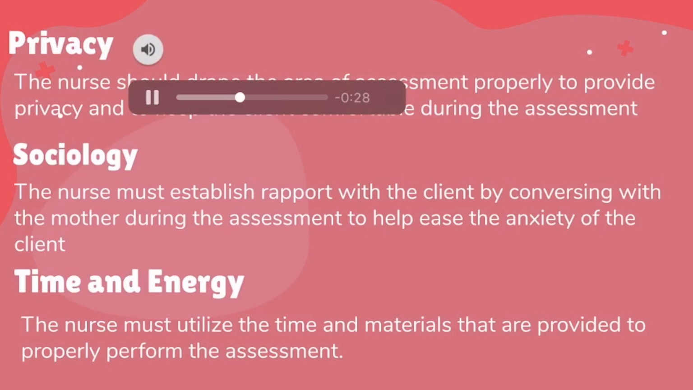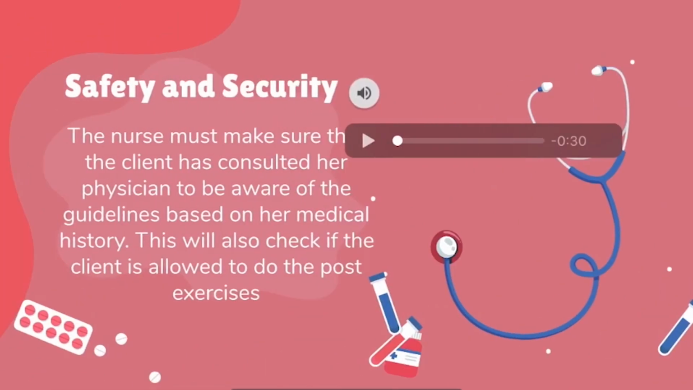Sociology. Establishing rapport with the client will be made possible by conversing and starting a conversation to help ease their anxiety. Time and energy is also involved because it is a need to utilize our time well. We should make sure that the client would not doubt our skills if we are taking too much of their time. Materials provided like gloves for secretions and towels or cloths for drapings should also be used properly. The principle of safety and security.